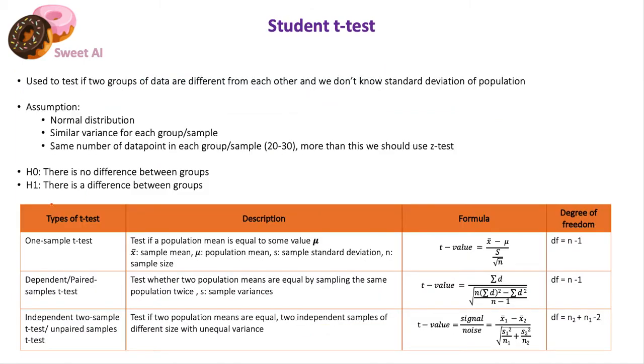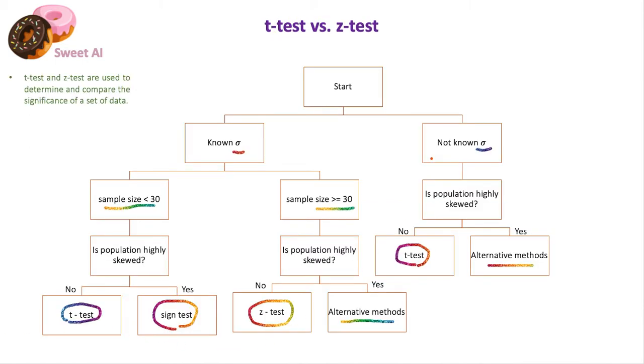As I mentioned here, this t-test is for when we do not know the standard deviation of the population. As you see here, when we don't know the standard deviation of the population, we use t-test. But when we know it, we use z-test, and especially when the sample size is bigger than 30.